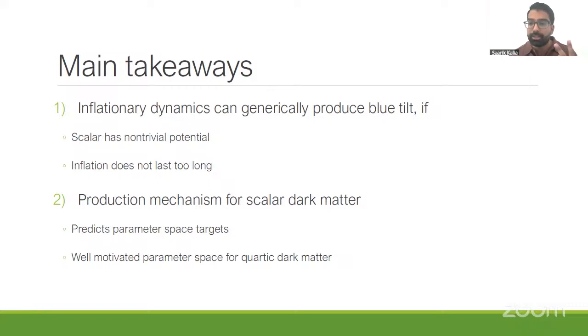The second thing I want to argue is that this mechanism that I'm going to describe is actually a good production mechanism for scalar dark matter. And in fact, it'll give you a fairly predictive relic abundance, which is going to allow us to draw lines in parameter space to say, okay, dark matter has to have these couplings in order to be dark matter and get the right amount of it. And so that'll give us predictive parameter space targets. In particular, towards the end of this talk, I'll focus on quartic dark matter, and I'll show you what that parameter space looks like, and I'll actually draw that line for you.